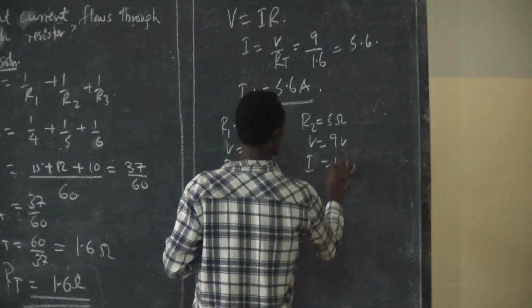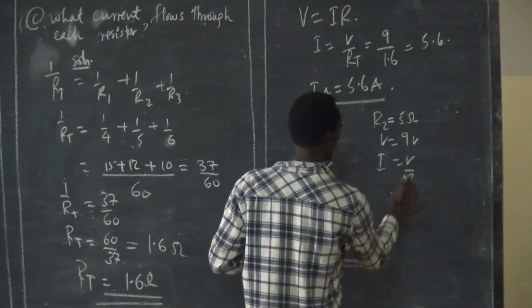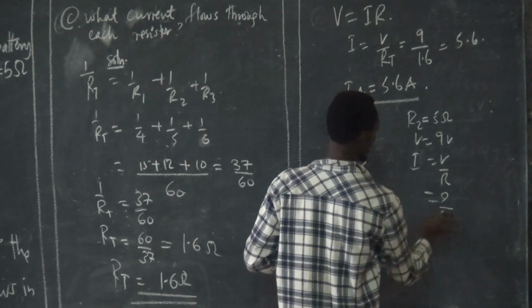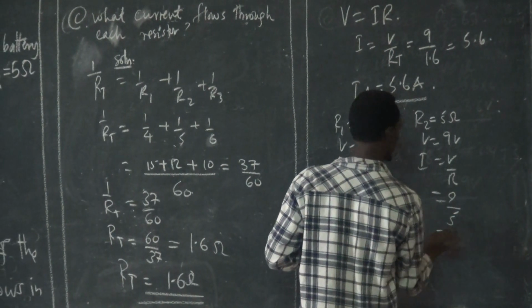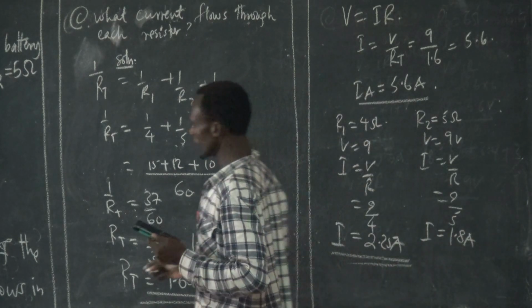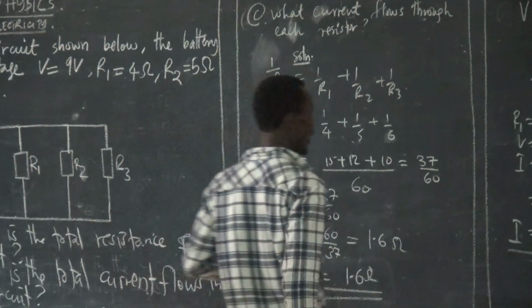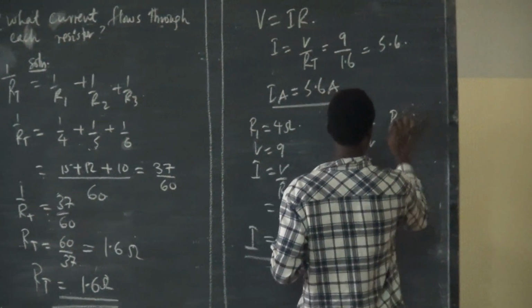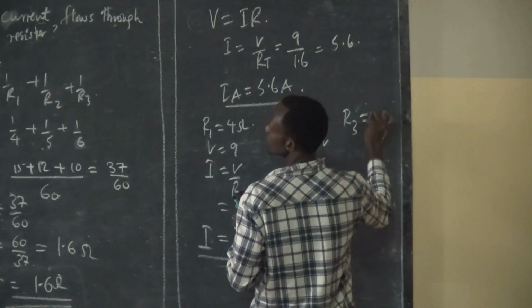Now current is equal to V over R. Now current is equal to 9 over 5, which is equal to what? 1.8 ampere. Now that is the current at resistor 2. Now for resistor 3, the resistance is equal to what?